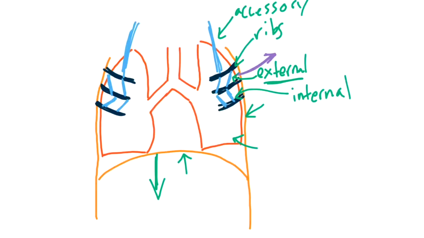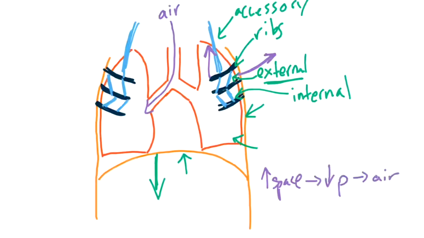During active inspiration, the accessory muscles contract and pull the rib cage upward. As you can see, all of these actions cause the space in the thoracic cavity to increase. The increased space results in a drop in pressure. At this point, the overall pressure in the thoracic cavity is less than the pressure in the atmosphere, so air naturally moves down its pressure gradient and into the lungs. So in summary, the increased space results in a drop in pressure, causing air to move inward.